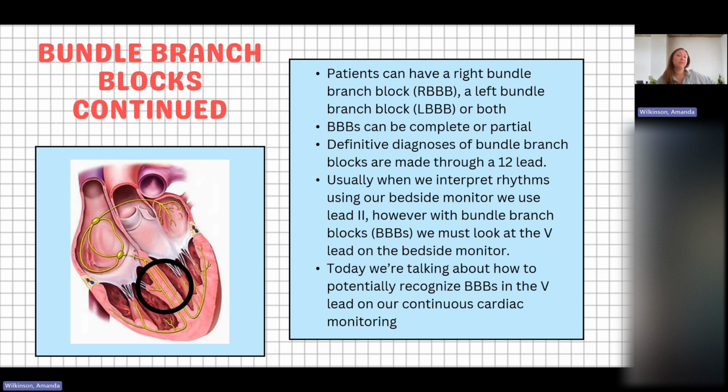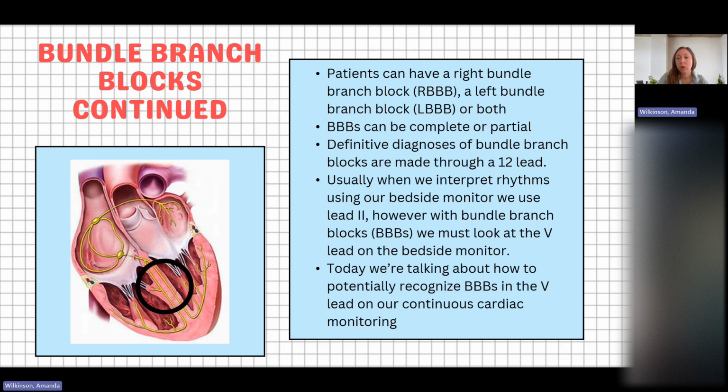So bundle branch blocks continued. Patients can have a right bundle branch block, a left bundle branch block, or in rare cases, they can have both. These blocks can be either complete or partial, depending on how much of the pathway is affected. Definitive diagnosis of a bundle branch block always comes from a 12-lead ECG, and that gives us a full picture, especially with chest leads V1 and V6.